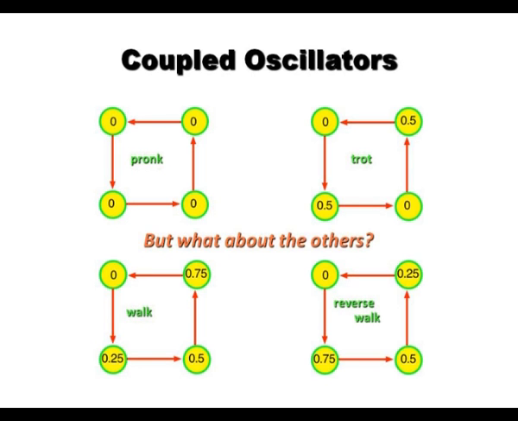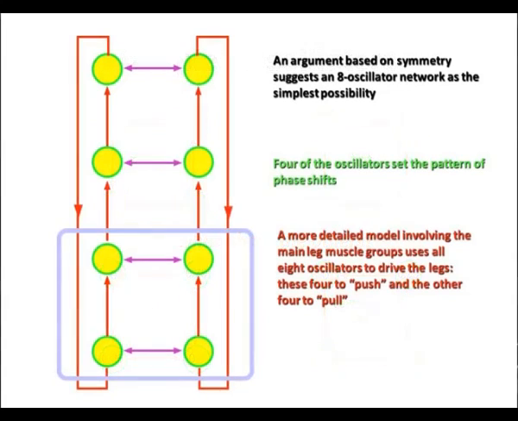And what about the others? What we think is going on, at least in the simplest possible network that can do this, is you don't use 4 oscillators, you use 8. And you use 2 for each leg. And physiologically, we think one of them essentially pulls the leg forwards and the other one pushes it back again. They control muscle groups that have that effect, because muscles pull, they don't push.